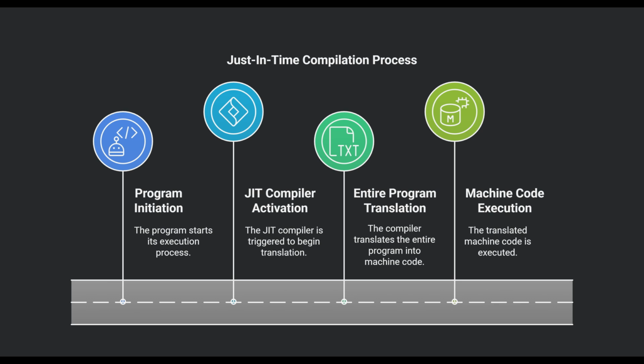Compiler means the whole source code will be read. The compiler is the trigger to begin the translation. It will start translating the entire program, and the compiler translates the entire program into machine code. Machine code is executed also. So this is the way JavaScript execution is done, just in time. Many programming languages nowadays have just-in-time compilation.